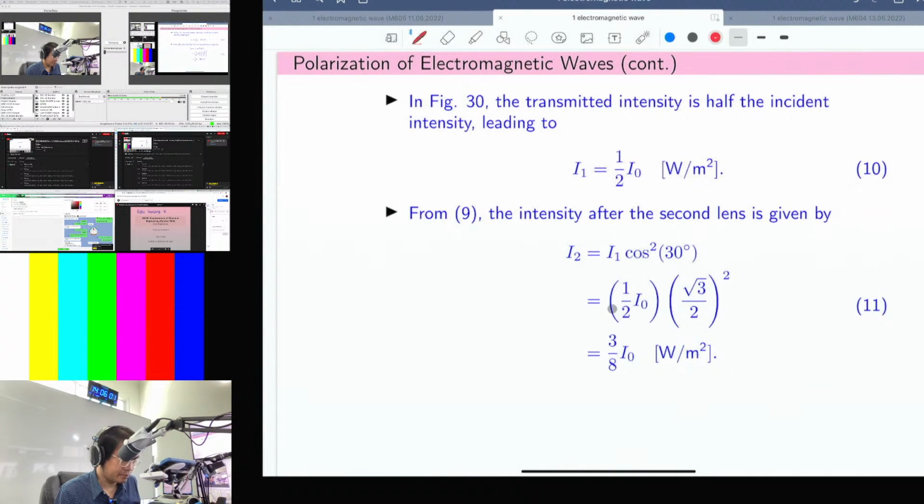Once you substitute I1 by I0 by 2 in cosine square, square root 3 by 2, and this squared is 3 by 4, and 1 by 2 times that is going to be 3 by 8. So the result will finally be 3 by 8 of I0.